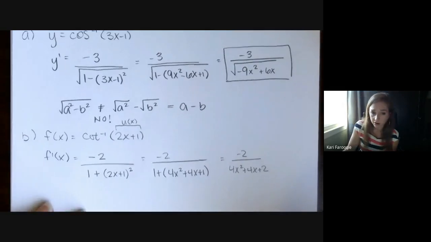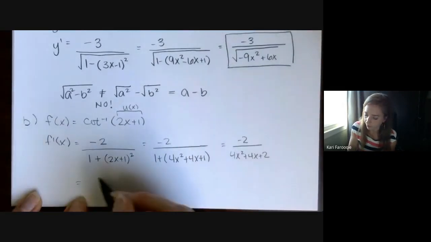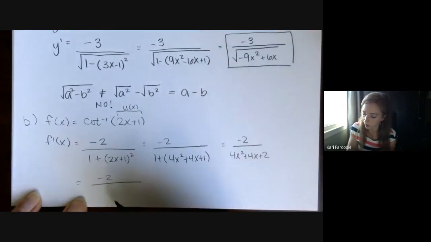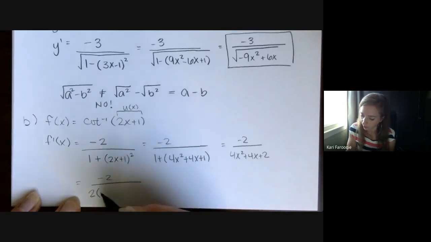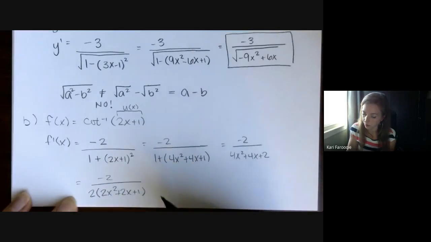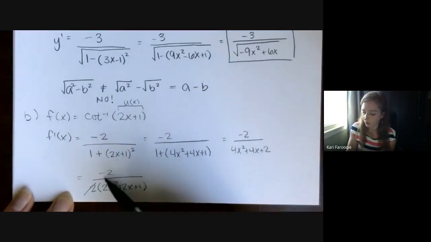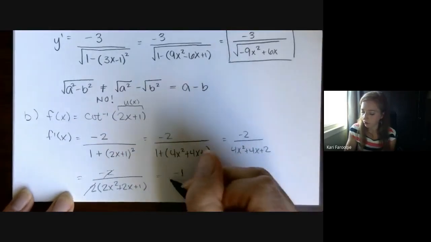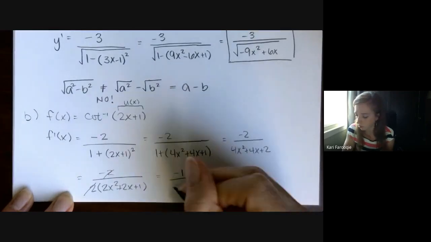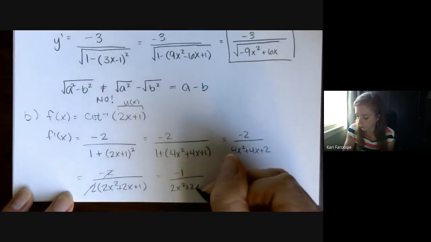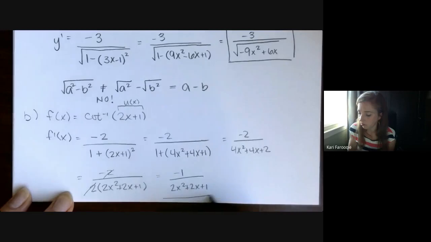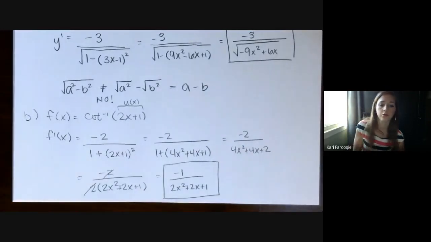If you have a hard time seeing the canceling, just factor it out of the denominator. You'll have 2 times 2x squared plus 2x plus 1. And then when you cancel out these common factors, don't forget you still have a negative 1 in the numerator. And your denominator is 2x squared plus 2x plus 1.